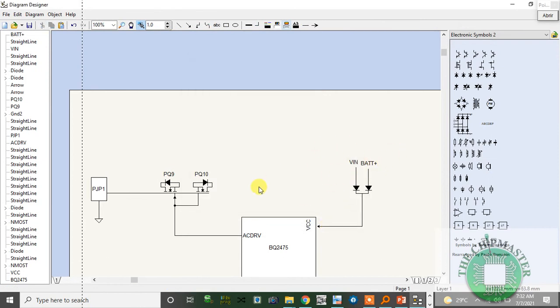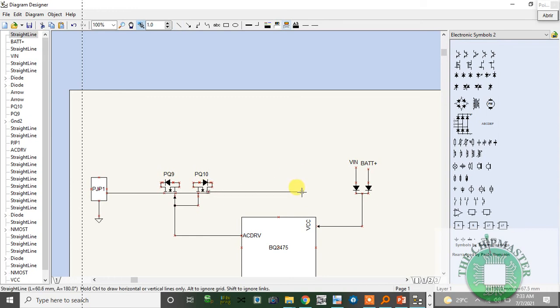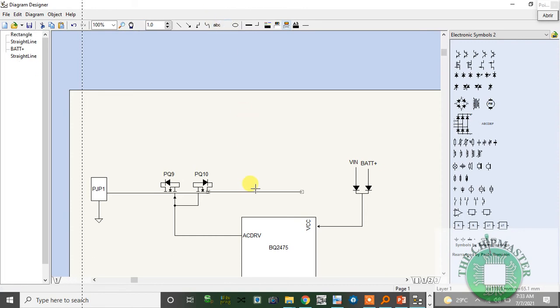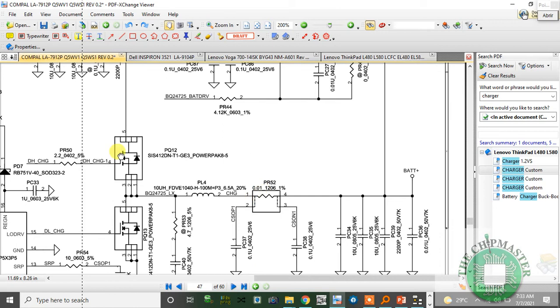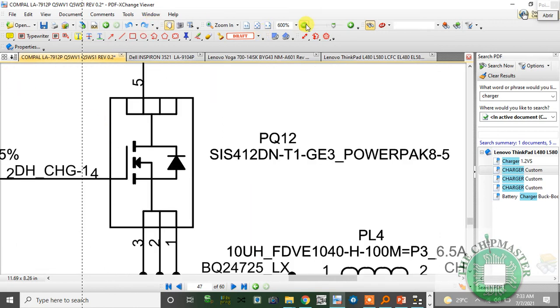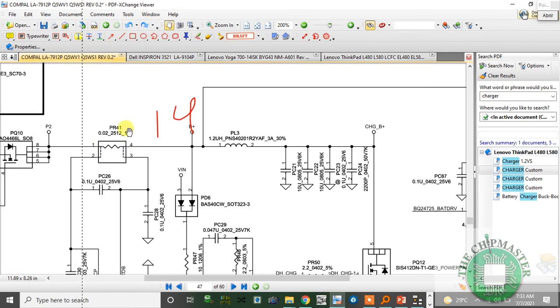Alright, so these two voltages are coming either from VIN, which is the adapter, or from BAT plus, which is the battery voltage, to produce our common point voltage. So our common point is right here, which is where the adapter voltage comes after the current sensing resistor. This is our adapter current sensing resistor, right? And that's right here. And that's PR41.